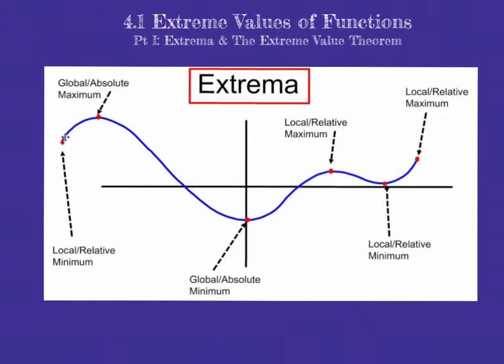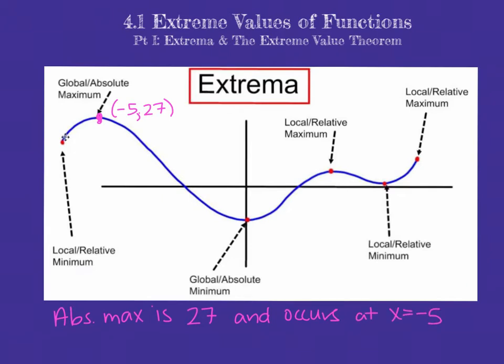The actual extreme value, either the max or the minimum value, is the y value. It's the height of the function. So let's say that this coordinate point over here, our absolute maximum, occurs at (-5, 27). We would say that the absolute max is 27, and it occurs at x equals -5. We would not say that the absolute maximum is -5. The absolute maximum is 27, the height, the y value of the function, and where it occurs is an x value.